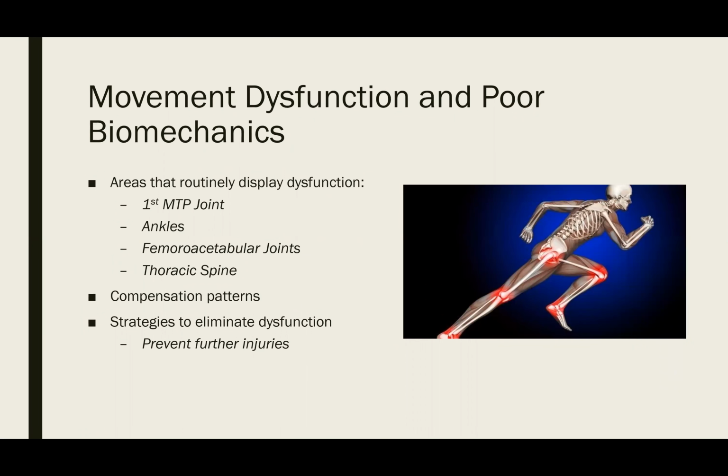Basketball is a physically demanding sport and requires athletes to move efficiently and effectively to reduce injuries and perform at an optimal level. Areas that routinely display dysfunction that can lead to pain and/or future injuries are the first metatarsophalangeal joint, ankles, femoral acetabular joints, and the thoracic spine.